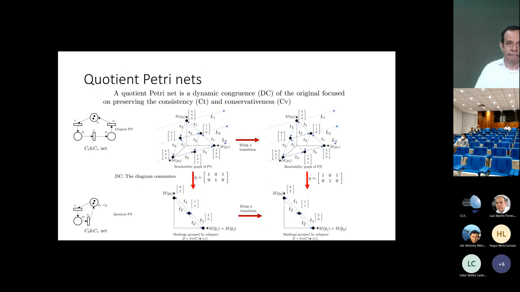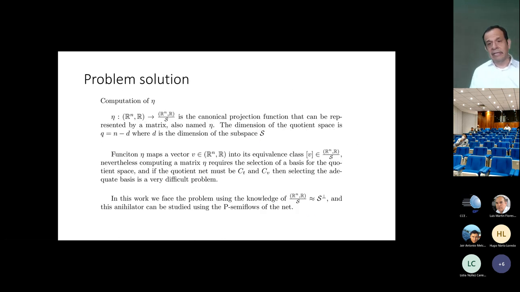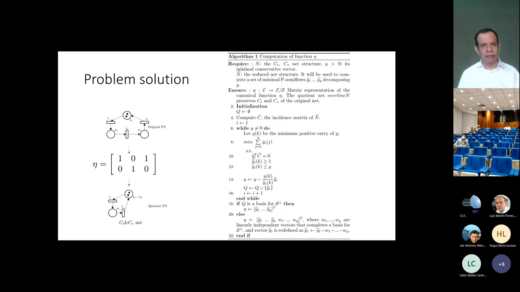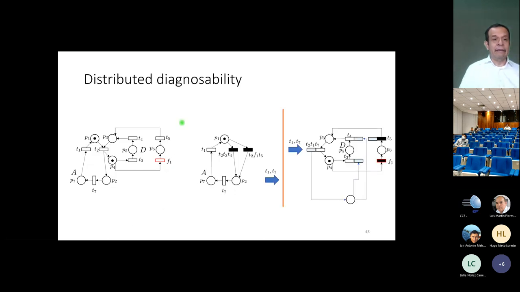Just some slides to say that computing the quotient nets is a very easy task, also reported in the literature, and we need to compute this matrix, but this matrix can be computed from this net, what we call the annihilator, and there are the T-semiflows of this annihilator, so it is computed in polynomial time. Okay, just to end this, if I have this net, I can build a distributed diagnoser just by computing the quotient Petri nets of each state variable, and then I can design a diagnoser for each state variable.